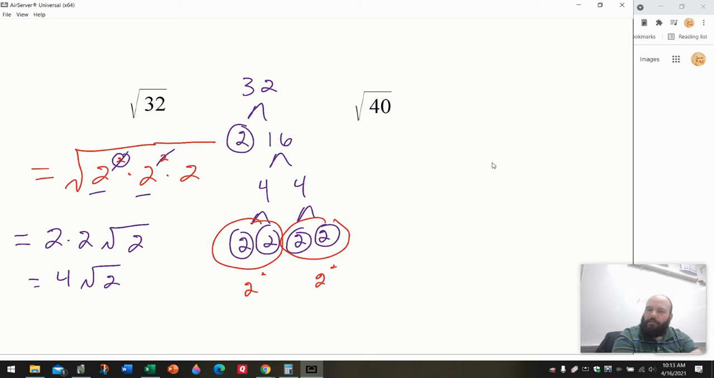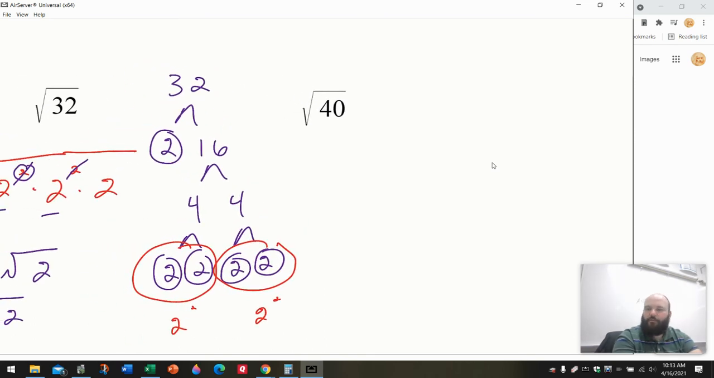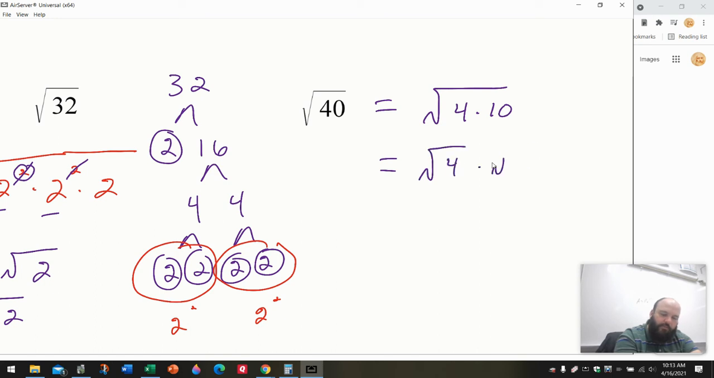Now, for 40, this one might be a little bit more obvious, so I'm going to go ahead and go back to the first way that I showed you. 40 can be broken up as 4 times 10. And I think we can recognize right away that 4 is a perfect square. So if I rewrite this, I have the square root of 4 times the square root of 10. And the square root of 4 is 2. And the square root of 10 cannot be simplified any further. So there's your final answer.